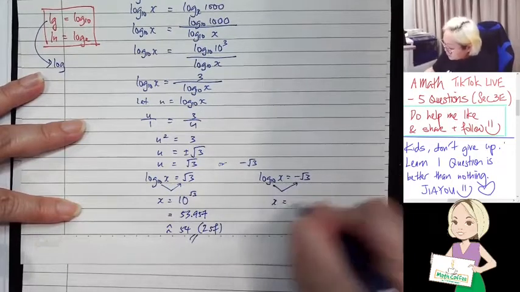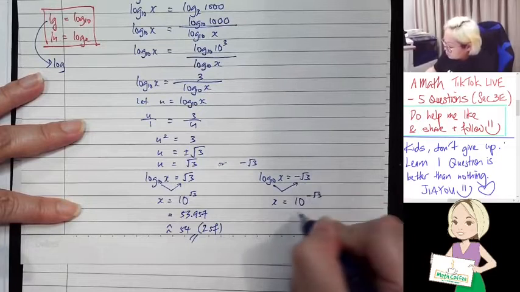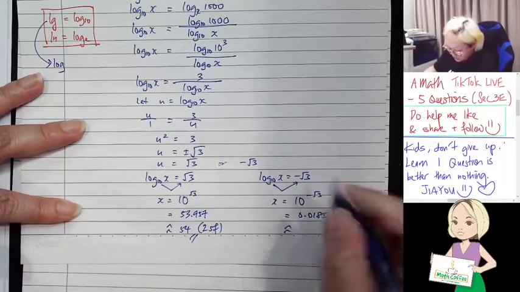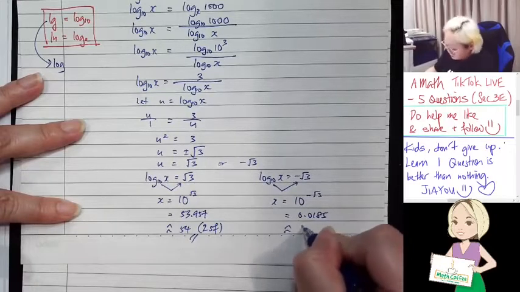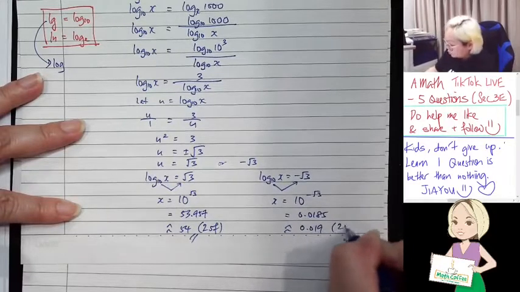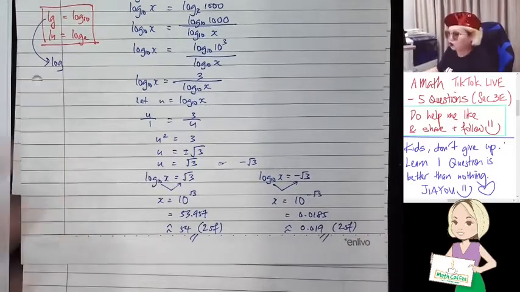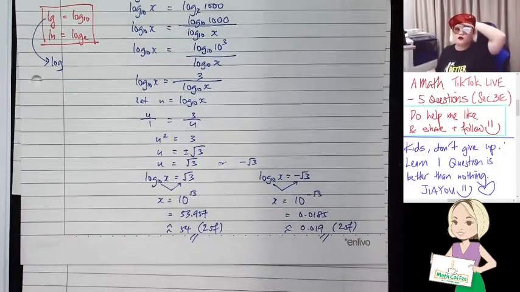This side again push up. So my x equals 10 to the power of minus square root 3. So it becomes 0.0185. Round it off to 3SF. Sorry, 2SF. 0.019 to 2SF. Done. So usually it's rounded off to 3SF, but this question requests 2SF.